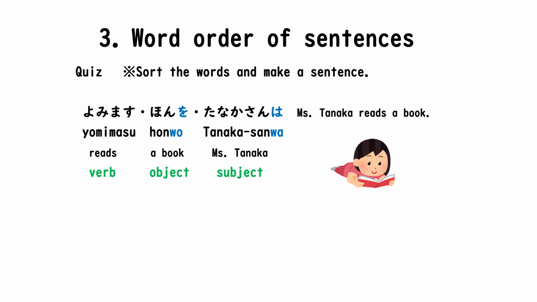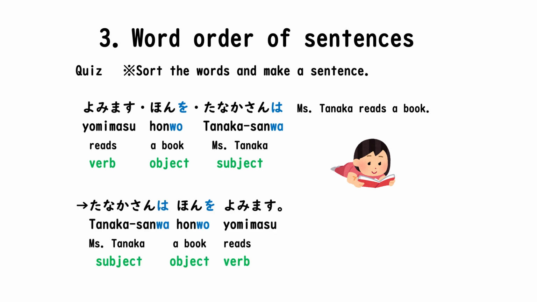The correct answer is 田中さんは本を読みます。Miss Tanaka reads a book. The word order of Japanese sentence is subject, object, verb. Therefore, 田中さんは本を読みます is correct.